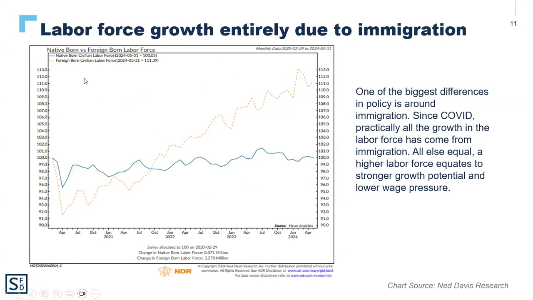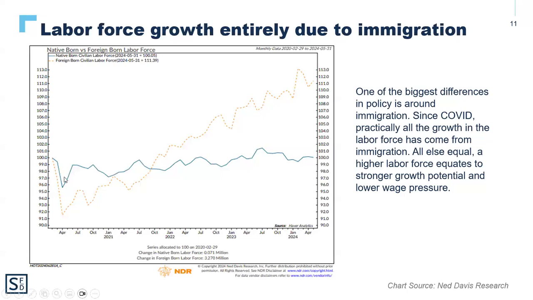So let's unpack the potentially politically charged immigration trends a little bit. This chart goes back to the breakout of the pandemic, and it shows labor force growth of native-born workers in blue and foreign-born workers in orange. Note that all of the growth in the labor force has come from immigration. All else equal, a rising labor force is disinflationary as it keeps wage pressures down, and it is growth positive because a country's output is simply the amount of workers and how much each of those workers can produce. Immigration trends have likely been inflationary for shelter, but disinflationary for most of the rest of the inflation basket.